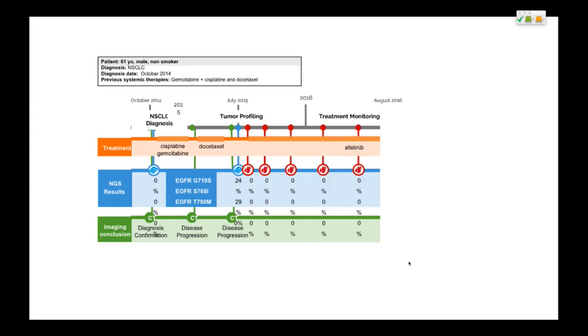And actually, the patient responded very well, and we monitored the evolution of all the variants through liquid biopsy, and they were all negative.